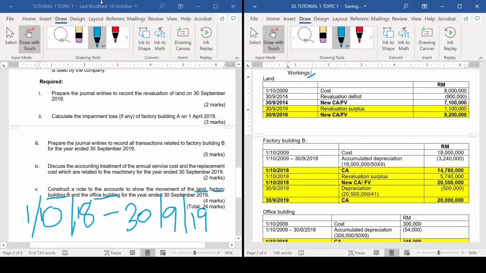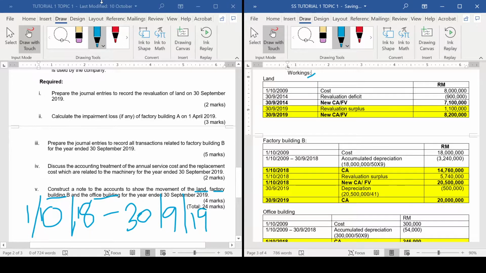In other words, for opening balance on 1st October 2018, the opening balance for the cost of land is 7.1 million. All right, and then what else happened to the land in year ended 2019? The reason why I highlighted, I want to make sure that I did not leave out transaction that incurred within the period of 1st October 2018 to 30th September 2019. For land there is a revaluation and they get revaluation surplus of 1.1 million. So how this will affect in their notes to PPE? All right, what about the factory building?